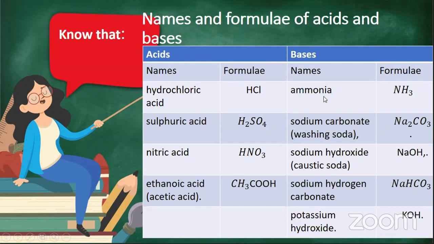And then ammonia, it's a base. This is the formula for ammonia. Sodium carbonate, which is this one. And then sodium hydroxide is NaOH. And then sodium hydrogen carbonate is NaHCO3. And then potassium hydroxide. These are common acids and bases. So you may take a snapshot of this so that you are able to remember them.